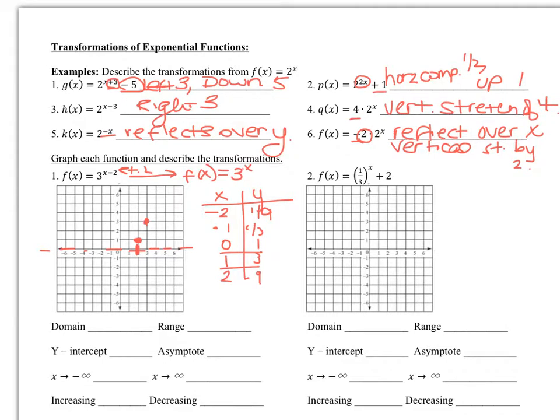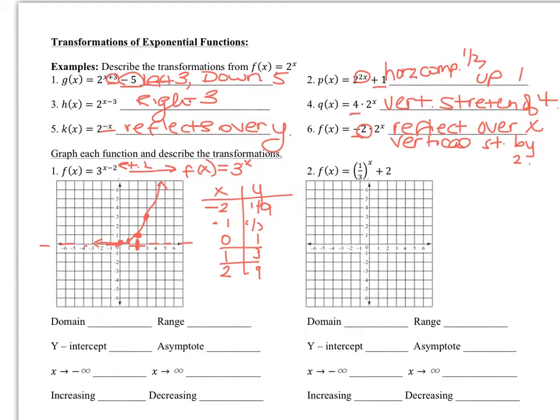If I could go over 2, up 9, I would, but I'm not going to because I'll go off my grid. But I am going to go -1, so from my makeshift origin, I'm going to go to the left 1, and I'm going to go up 1/3, and I'm going to plot a point. And then I'm going to go over 2, and I'm going to go up 1/9, and I'm going to plot a point. And I'm going to connect my dots to get my exponential growth function.